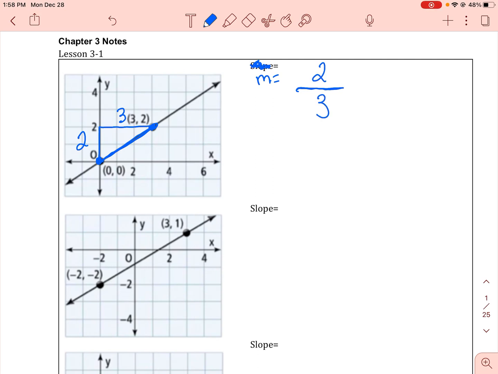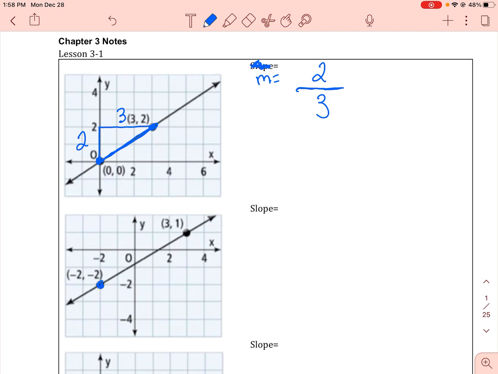And because we're working with nice integers here, we are going to leave our slope as a fraction. We are not going to reduce it to a decimal. If you are given decimals, then you can use your slope, or you can convert your slope to a decimal. But here we are given nice integers, and we are going to keep it as a fraction.